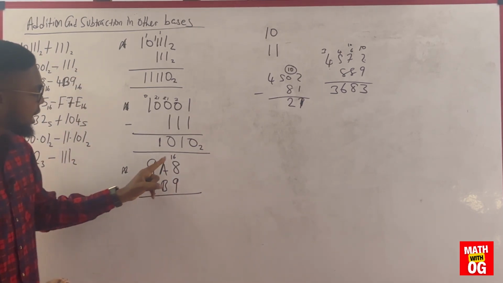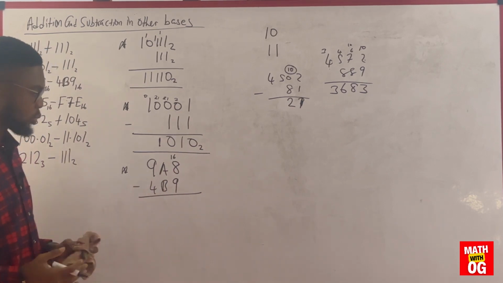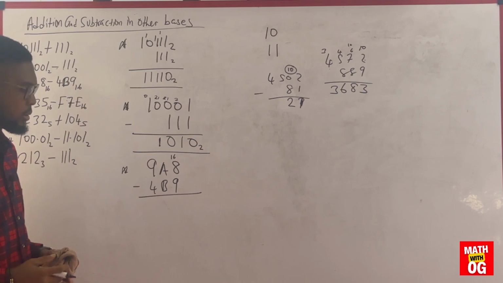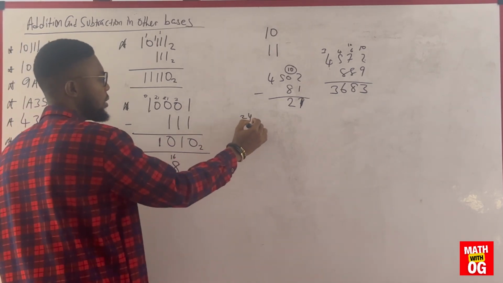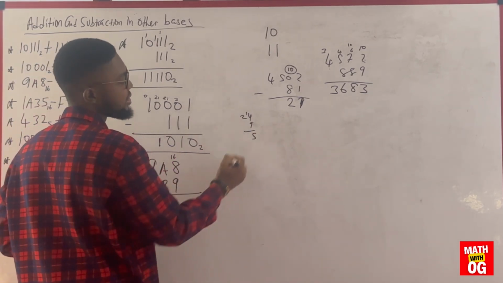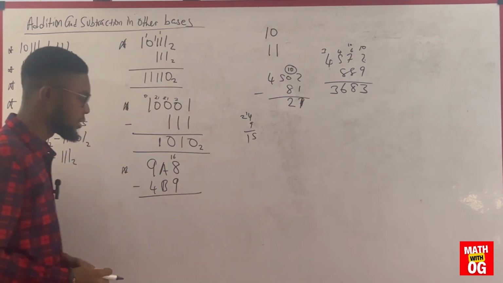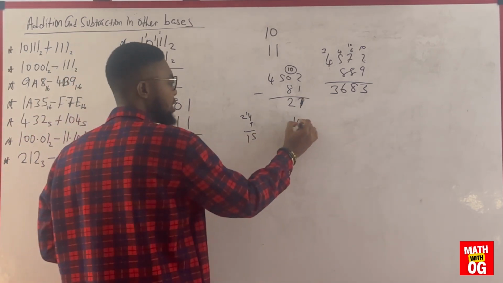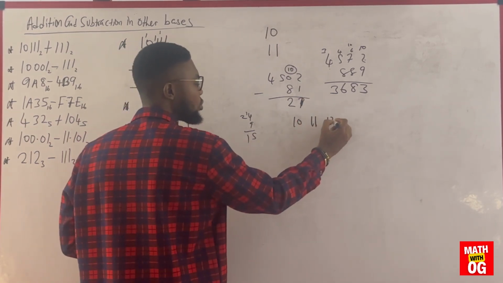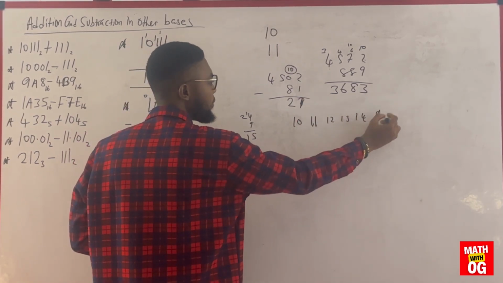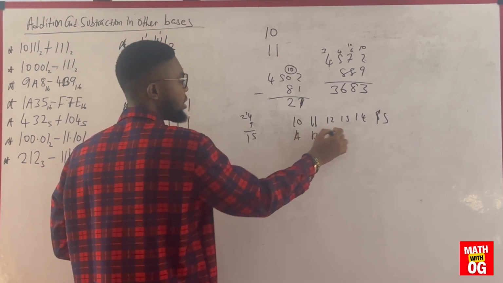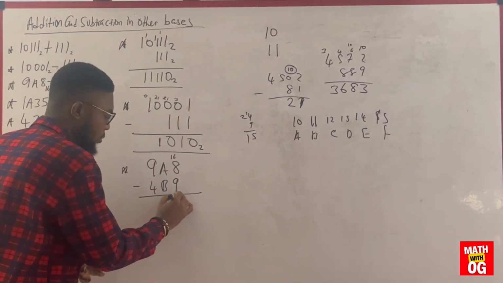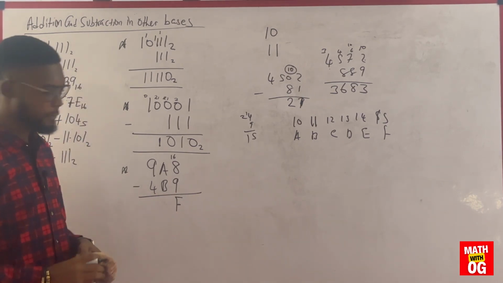So let's solve together. 16 plus 8 is 24. 24 minus 9 is 15. Let's confirm: 24 minus 9, 14, okay, this is 5. So it is actually 15. And what is 15 in base 16? Let's bring out these values: 10, 11, 12, 13, 14, 15. So this is A, B, C, D, E, and F. 15 is F, so here automatically becomes F.